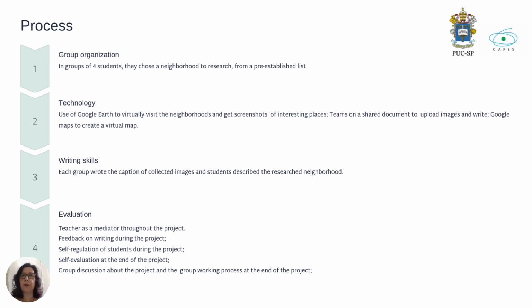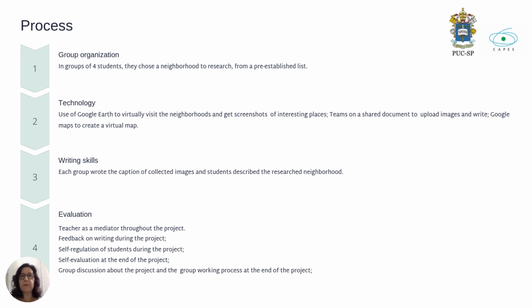Students used Google Earth to visit the neighborhoods and get screenshots of interesting places that would support their analysis of the concept. And the data collected was uploaded to a shared document on Teams, which they also used to write the captions and the neighborhood descriptions as part of their writing development.